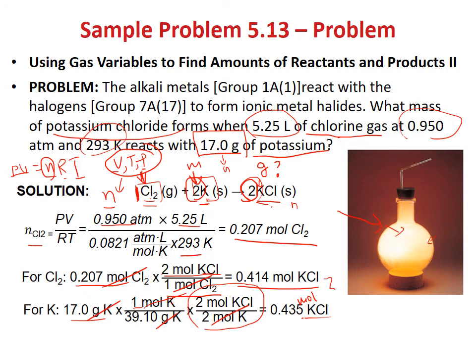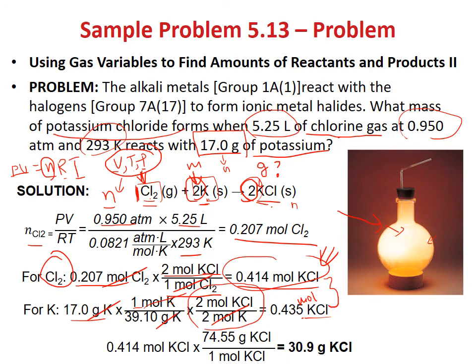So compare these two. This one is smaller, and that indicates chlorine is the limiting reactant. And so the product formed must be this one, 0.414 moles of potassium chloride. To calculate the mass, we need to multiply by the molar mass. So 1 mole of potassium chloride is 74.55 grams of potassium chloride. And the answer is 30.9 grams of potassium chloride.